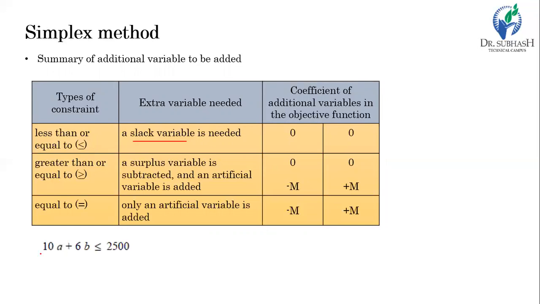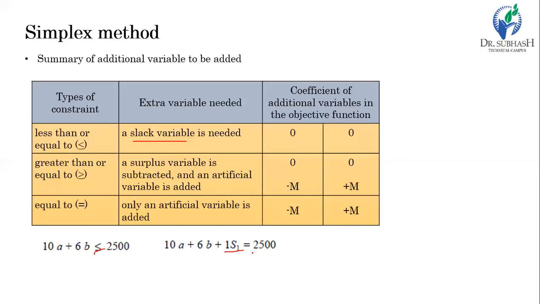So here, let's see one example. One constraint is given: 10a plus 6b less than or equal to 2500. In this case, a less than or equal to type constraint is given. To convert this inequality sign into equality, we have to add one slack variable like this: 10a plus 6b plus 1s1 equal to 2500. By this way, we can add a slack variable into the inequality. This slack variable indicates the unused amount of a particular resource. Let's suppose 2500 minutes are available for any particular production.